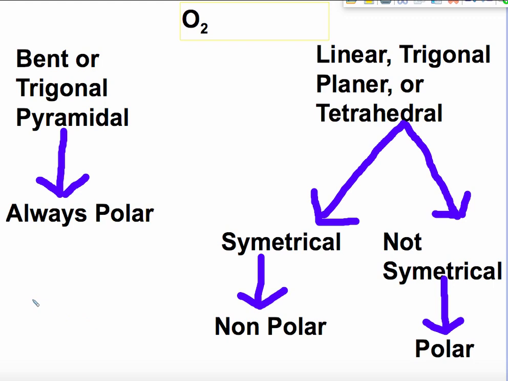All right, here's O2. So you can draw O2, the Lewis structure for O2. Okay, O2 is linear, and if you look at it, it's going to be symmetrical because there's not one thing on one side different from something on another. So it's going to be nonpolar.